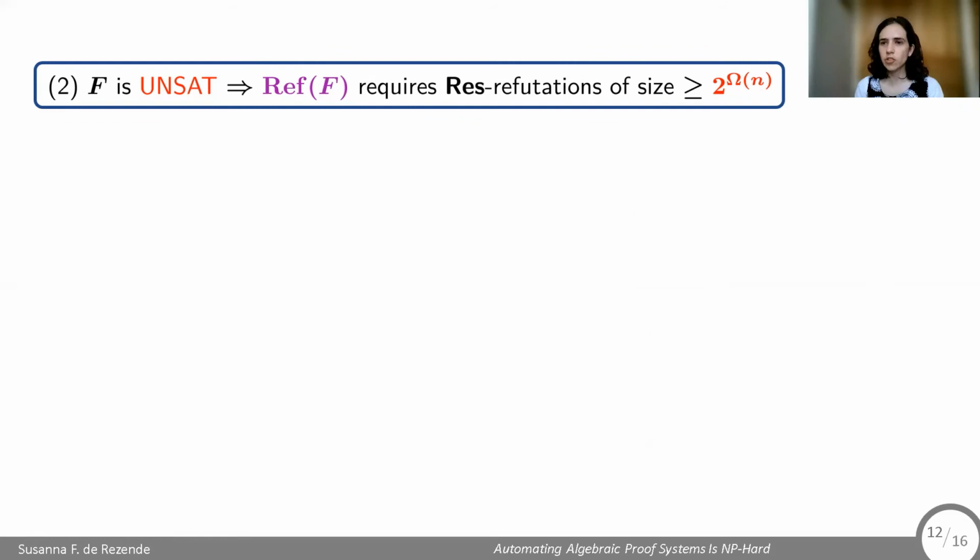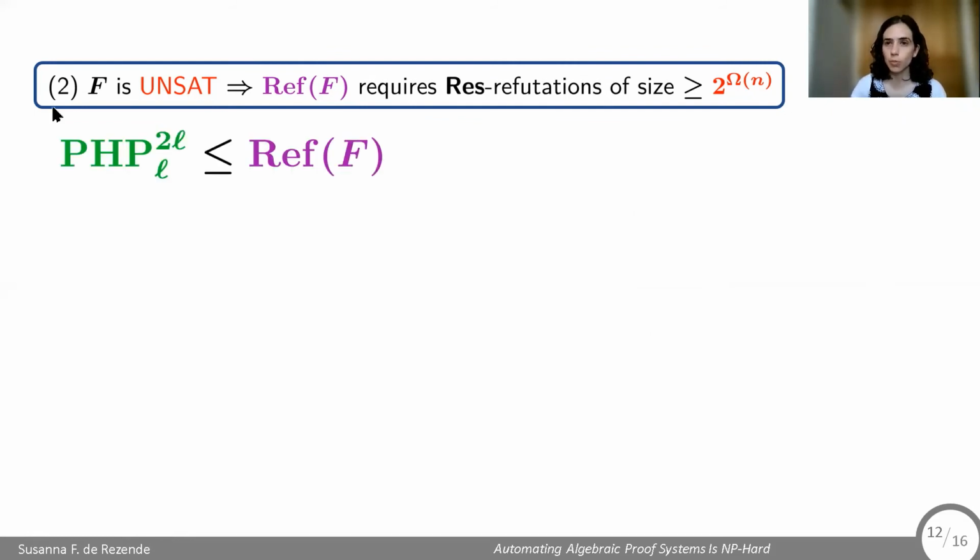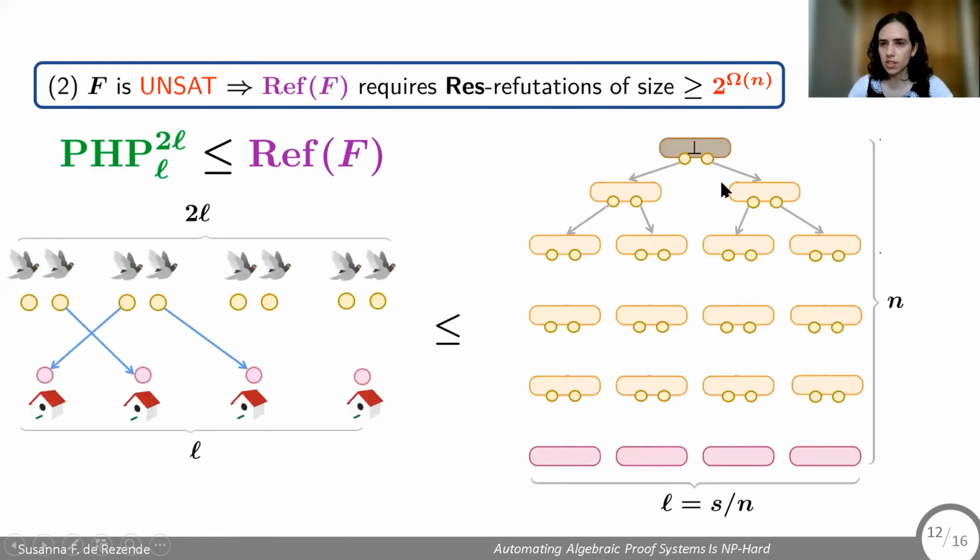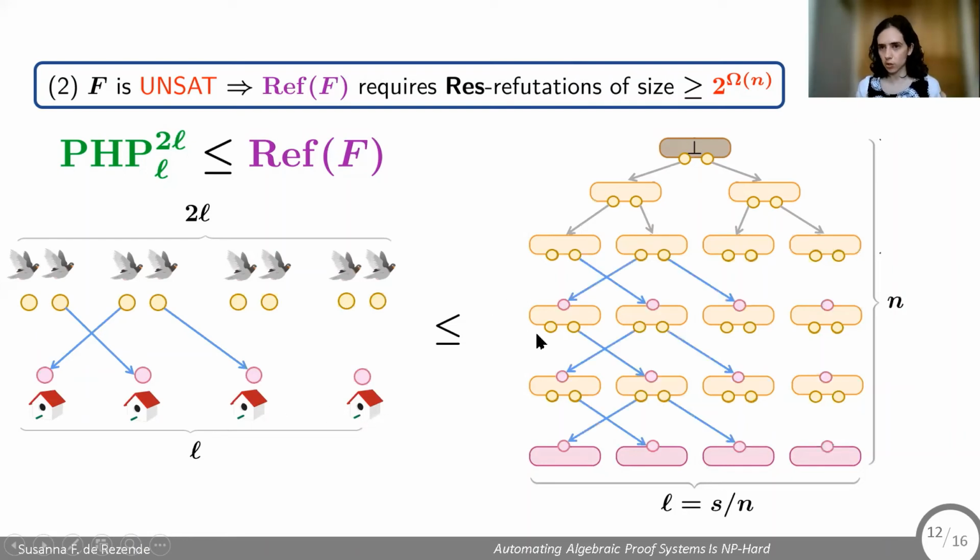And this simplification comes from a reduction. So we show that we can actually reduce pigeonhole principle to this formula Ref F. And the way to do this is that instead of viewing Ref F as this long resolution refutation, we actually view it in layers. So we have n layers, and we can pretend this is a resolution refutation by embedding pigeonhole principle instances in between layers. This is the intuition. This is formalized by a notion of reduction.